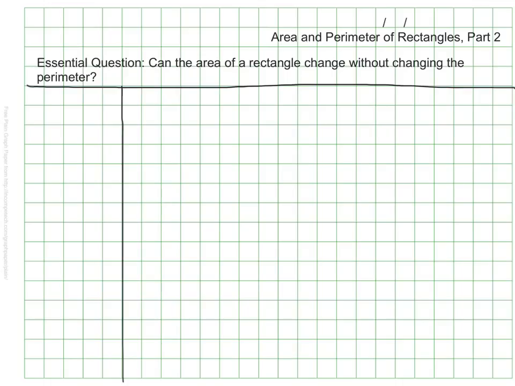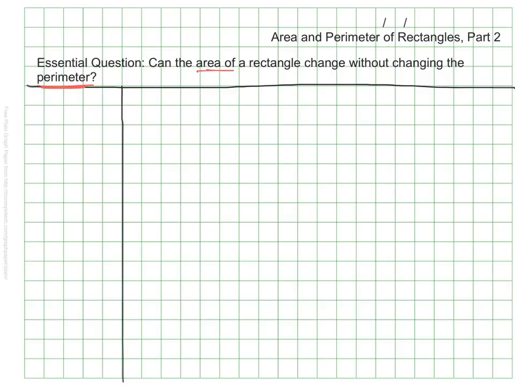The essential question for the video is, can the area of a rectangle change without changing the perimeter? This essential question probably sounds very similar to the one we did yesterday, and if so, that's a great observation. Yesterday we thought about the area staying the same as we were building our garden, and we looked at the different perimeters that we could find. This time we are going to keep the perimeter the same. You can see here that we are not changing the perimeter, but we are going to see the effect it has on area.